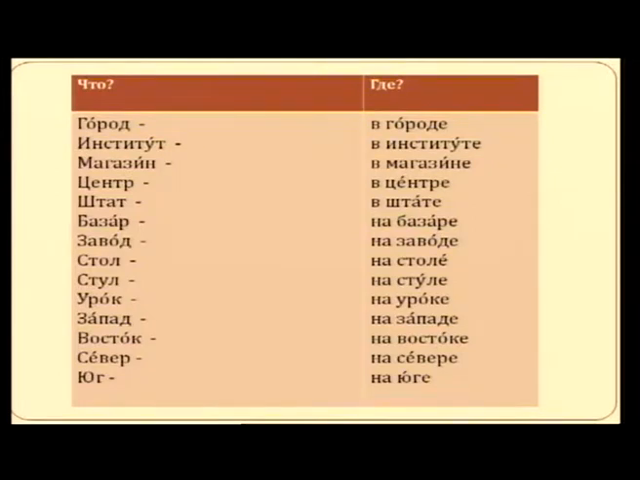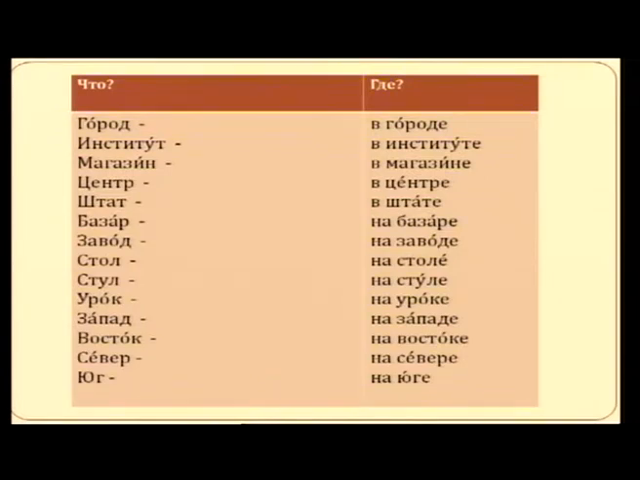Что and где. Город means city, институт means institute, магазин means shop, центр means center, штат means state, базар means bazaar, завод means plant, стол means table, стул means chair, урок means lesson, запад means west, восток means east, север means north and юг means south.